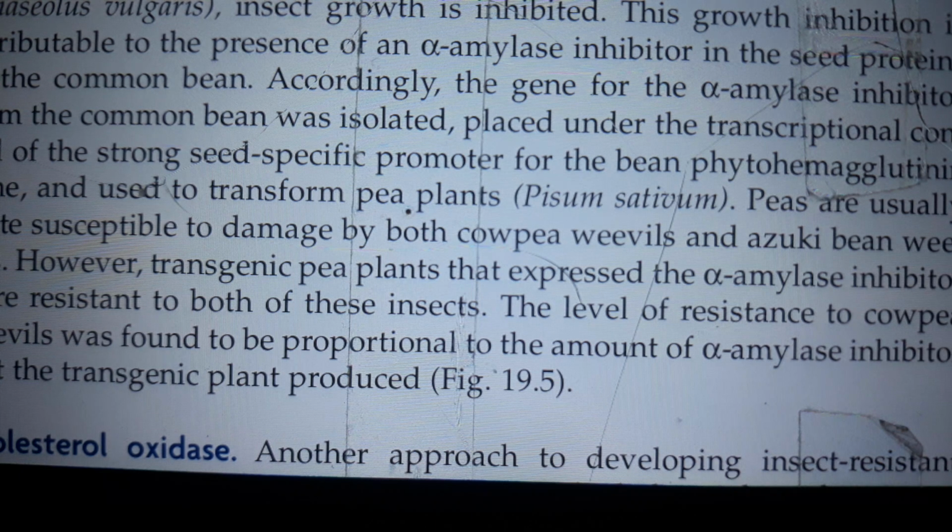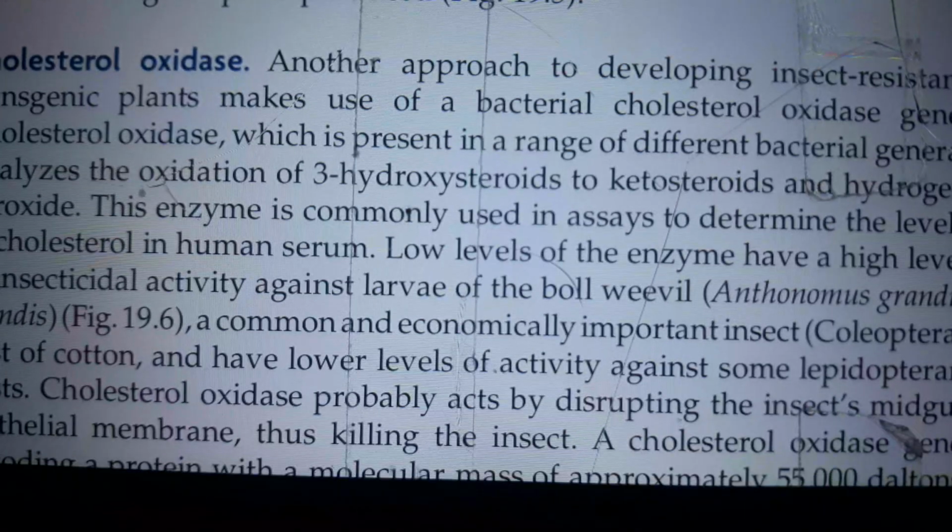Peas are usually quite susceptible to damage by both cowpea weevils and azuki bean weevils. However, transgenic pea plants that express the alpha amylase inhibitor were resistant to both of these insects. The level of resistance to cowpea weevils was found to be proportional to the amount of alpha amylase inhibitor the transgenic plants produced. Now on to cholesterol oxidase.